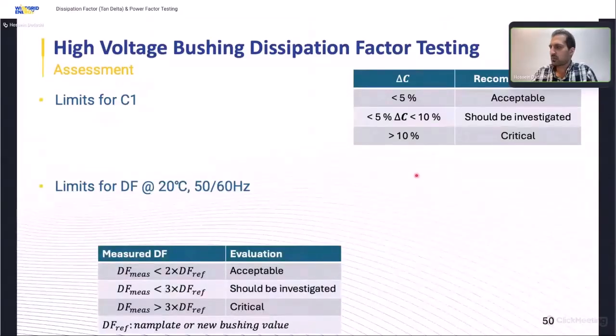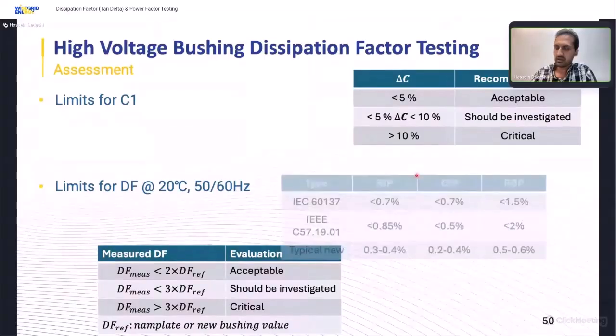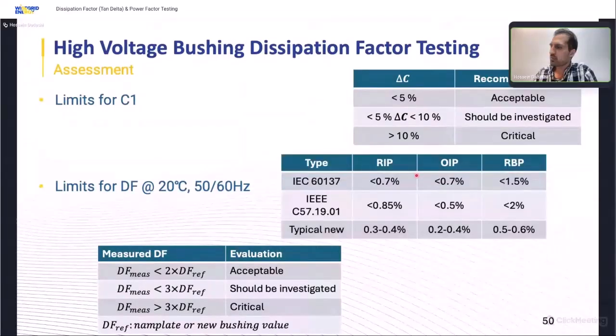For dissipation factor assessment, the manufacturer says that if the dissipation factor is written on the nameplate of the bushing, for newer bushings according to IEC 60137, it should be written on the nameplate, so we can check the measurement values against the nameplate value. We call it DF, reference DF. So if the measurement is up to 2 times the reference value, it's in the acceptable range.